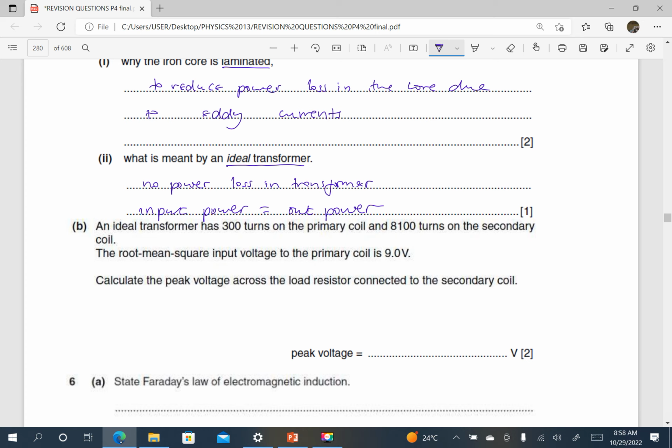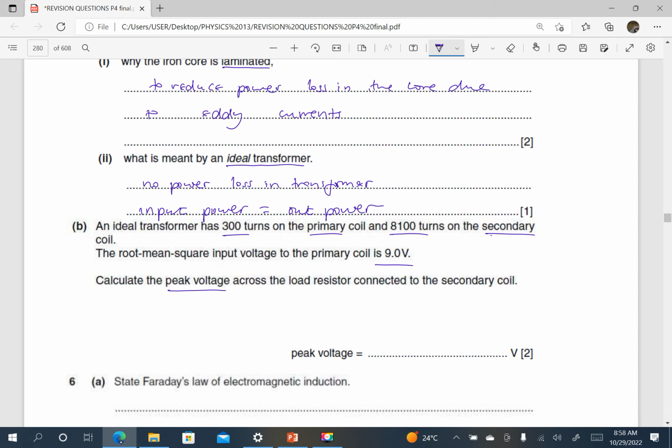An ideal transformer has 300 turns on the primary, 100 turns on the secondary. The root mean square input voltage is 9 volts. This is the root mean square. Calculate the peak voltage across the load resistor connected to the secondary coils. They have given us the root mean square, and they want the peak value of voltage across the secondary.